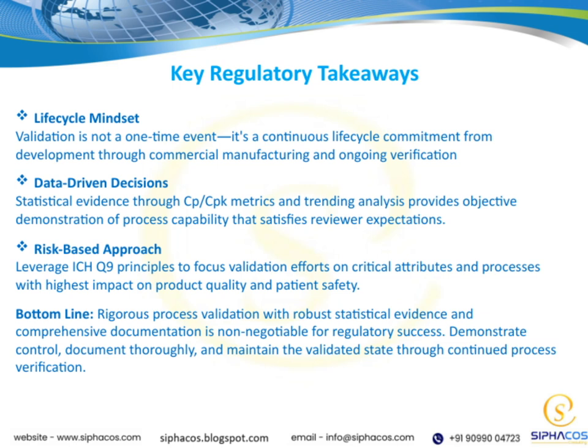Next, let's talk about data-driven decisions. Using statistical evidence like CP and CPK metrics, along with trending analysis, provides an objective way to demonstrate process capability. These tools help us satisfy reviewer expectations by clearly showing that our processes are in control and capable of producing quality products consistently. Moving on to our risk-based approach, by leveraging ICH Q9 principles, we can prioritize our validation efforts. Focus on critical attributes and processes that have the highest impact on product quality and patient safety. This targeted approach makes our validation more efficient and meaningful.